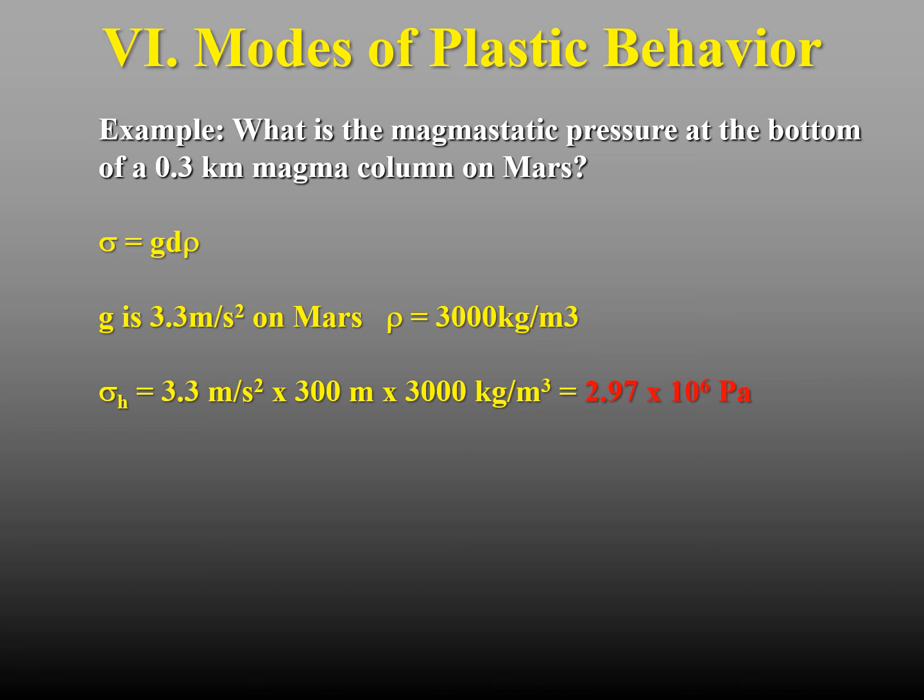I think I did my math right. Multiply this out, 2.97 times 10 to the 6 pascals. So we have a nice quantitative way of figuring out the stress or pressure at the bottom of a magma body. Now if that was water instead of magma, it'd be 1/3 of this, or about 1 times 10 to the 6th.